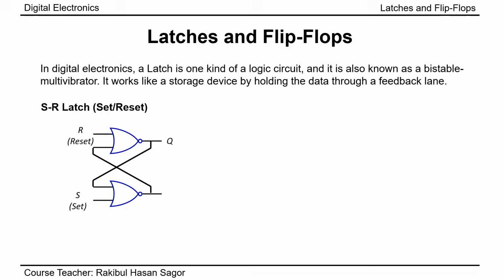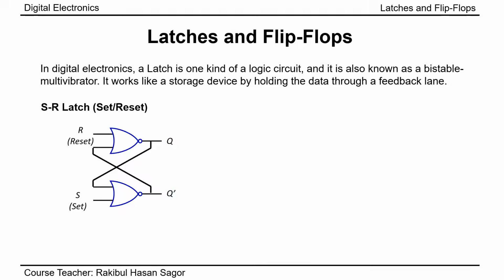This is my Q output of this latch, and this is Q prime. This is my original output Q. If Q equals 0, definitely Q prime will be 1. If Q equals 1, Q prime will be 0. So they are complements of each other. This is the main output, and this is the complemented output.